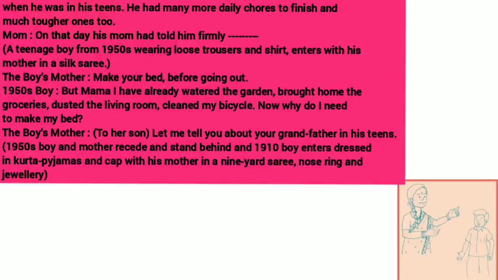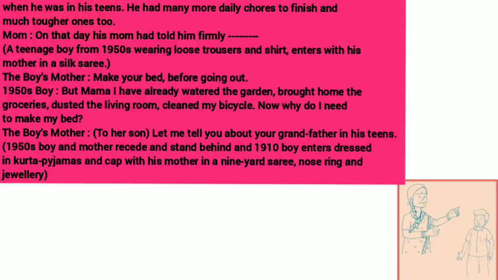Mom, on that day, his mom had told him firmly. Okay. So, what she is saying, unki mom kya bol rahi hai ki us time pe aapke dada ji ko unki mummy ne ek baat firmly bola tha, firmly, strictly bola tha, unke dada ji ko, ha? तो अब यहाँ पे कैरेक्टर्स कौन आए, नील के दादाजी एंड नील के दादाजी की मॉम. You can see the characters on page number 54, the first picture on to the left.